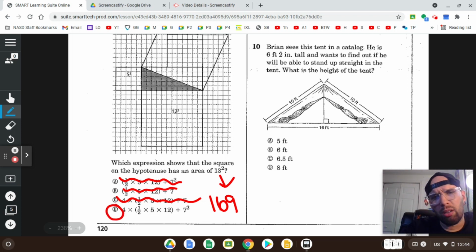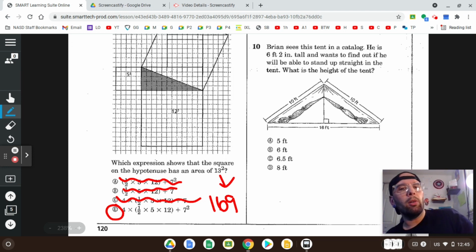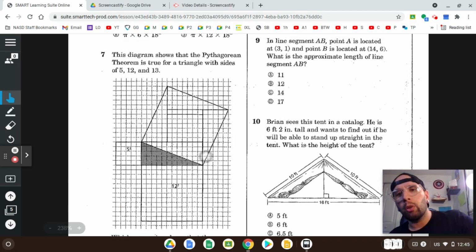4 times half times 5 times 12. I think what it's doing, oh, you know what? I see what it's doing. I just didn't notice the fact that this is a square living inside of 4 triangles. This is a triangle, which has an area of a half times 5 times 12. So 4 of those is 4 triangles plus a 7 squared. Yeah, it's a dumb problem. I don't like it. But it's a problem you could run into, and I just kind of did a cheap way of doing it.